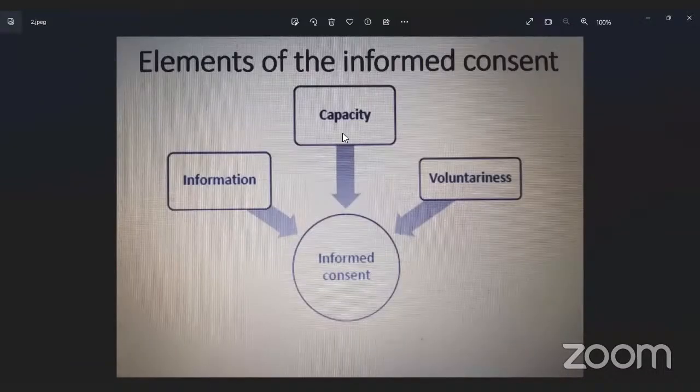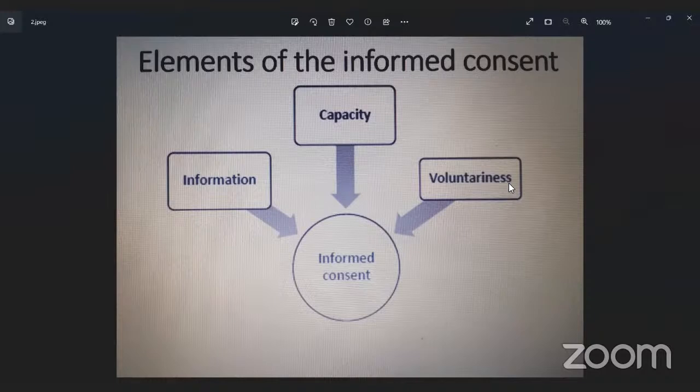Okay. So next we are going to talk about elements of the informed consent. As you can see, there are three important elements. The first one is information. You need to be sure that you deliver the information of the research to the individual. Second, the capacity. The individual who will participate in the research should have the full capacity to make his decision. Third, voluntariness is a must in research.